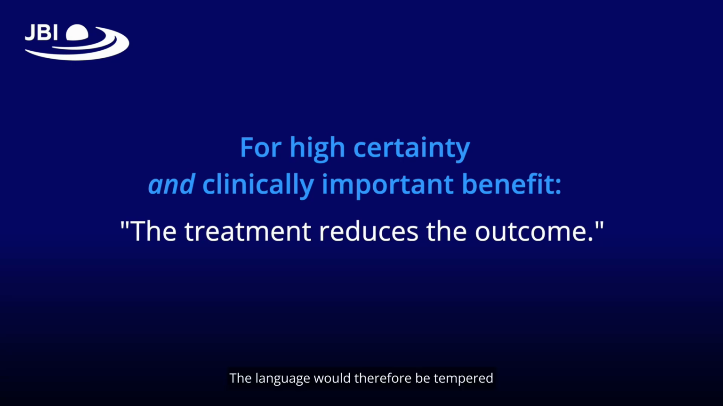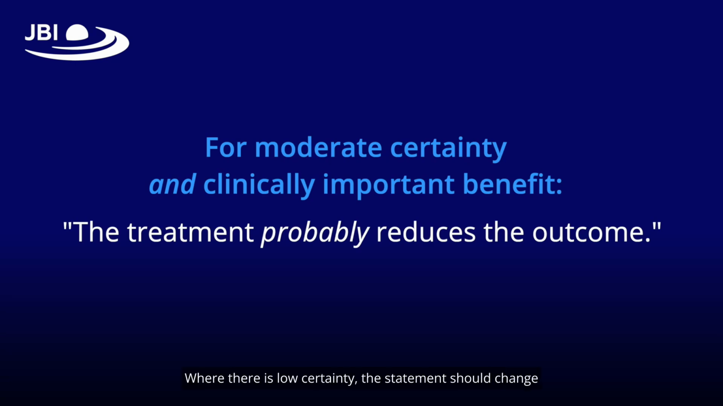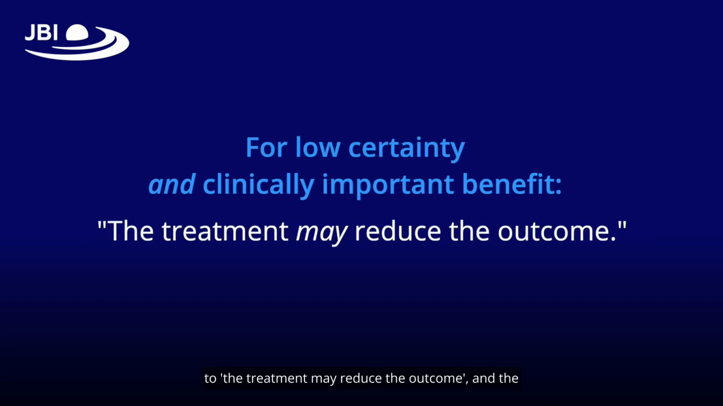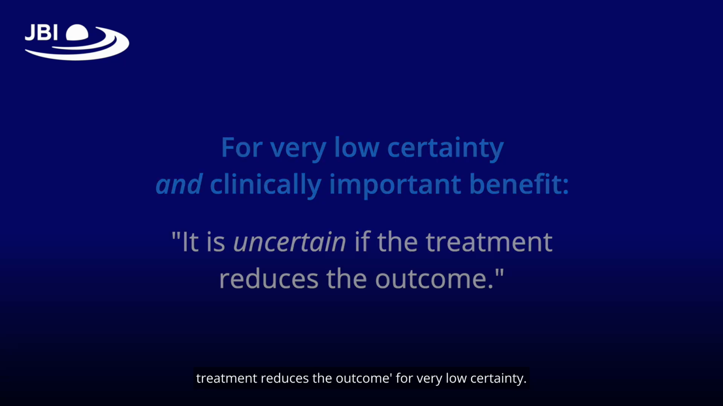The language would therefore be tempered when the certainty rating is lower. For example, where there is moderate certainty, the statement should change to "the treatment probably reduces the outcome." Where there is low certainty, the statement should change to "the treatment may reduce the outcome." And the statement should change to "it is uncertain if the treatment reduces the outcome" for very low certainty.